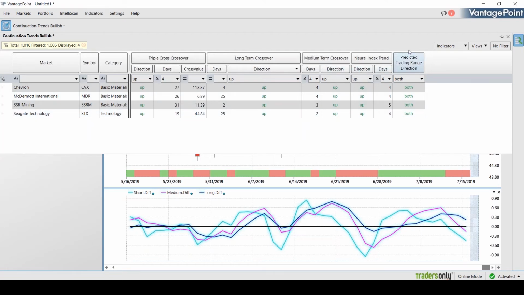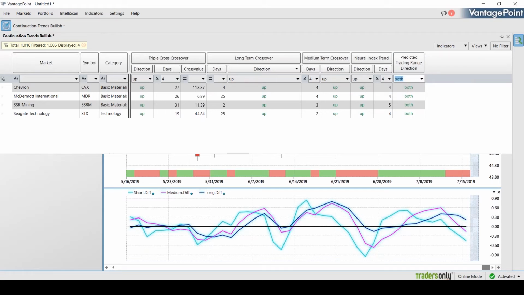And then over here on the right, you guys probably noticed we've got the predicted trading range direction. That is our gray candle. That's our forecasted trading range. Right now it's set to both. That's kind of the way this one's been defaulted. But let me show you a little bit of an adjustment here that you can do with this particular filter. Now you can set it to both and that's okay.